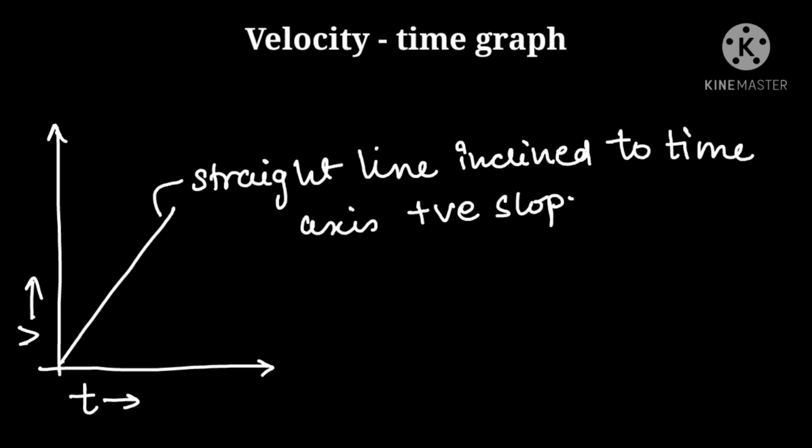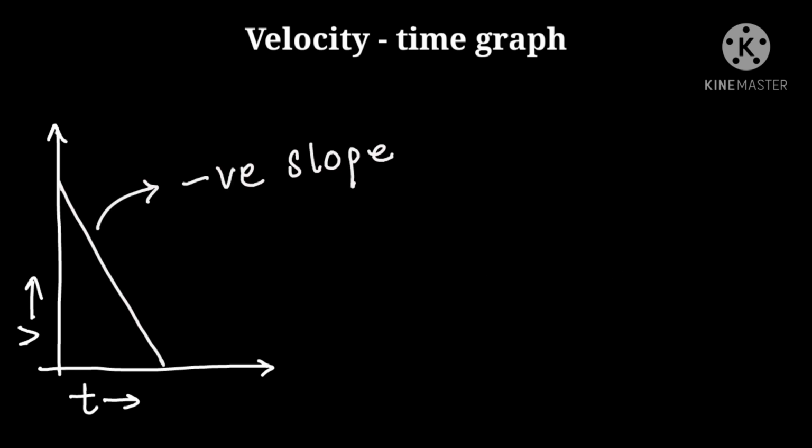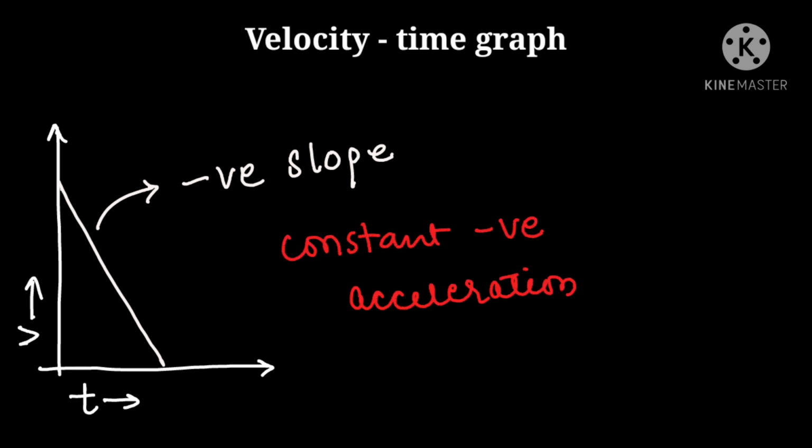Second is if the graph is a straight line and inclined to the time axis with positive slope. It means that the body is moving with constant acceleration, which is positive. Or if the slope is negative, it means that the body is moving with constant acceleration, which is negative. That means the body is retarding.